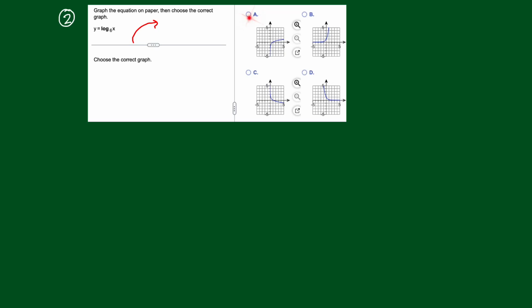Well, A looks like it does. B does not. C does not, and D does not. So I think I'm going to answer A here.